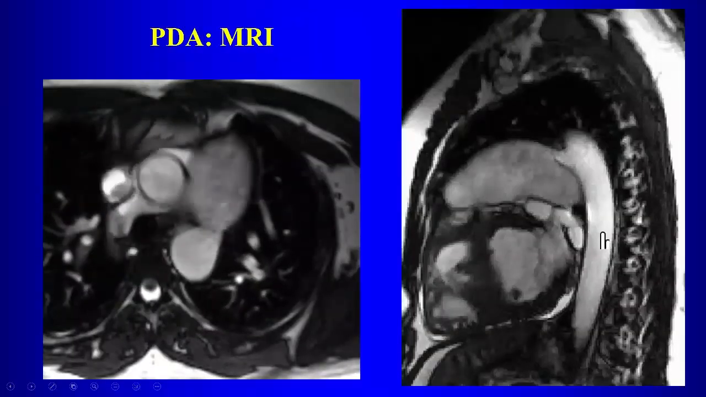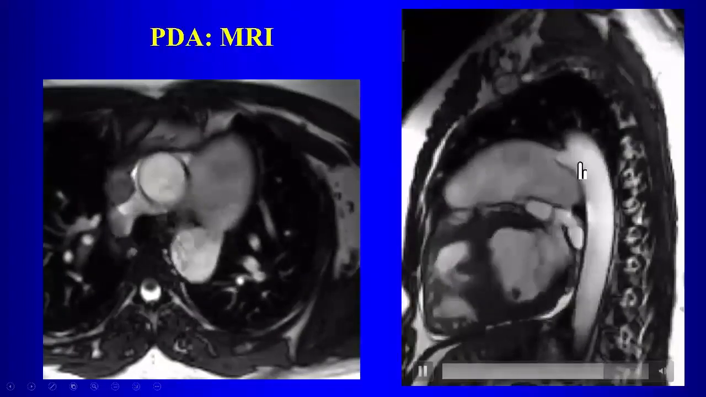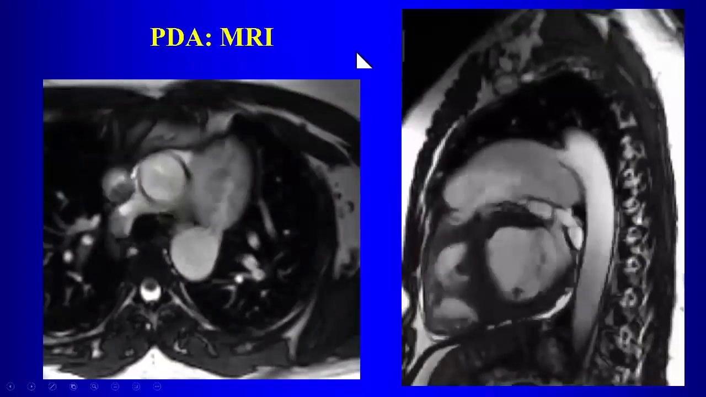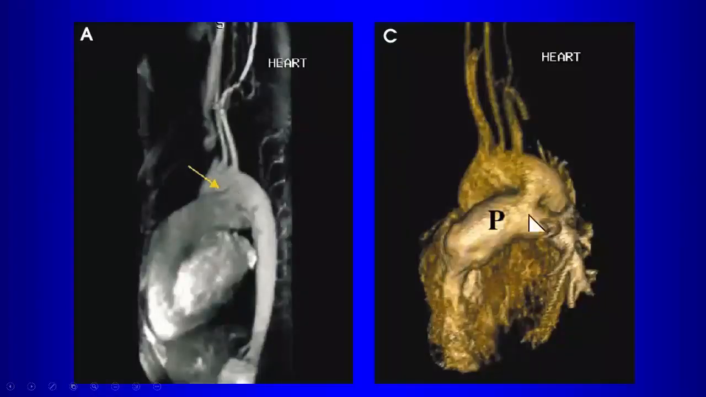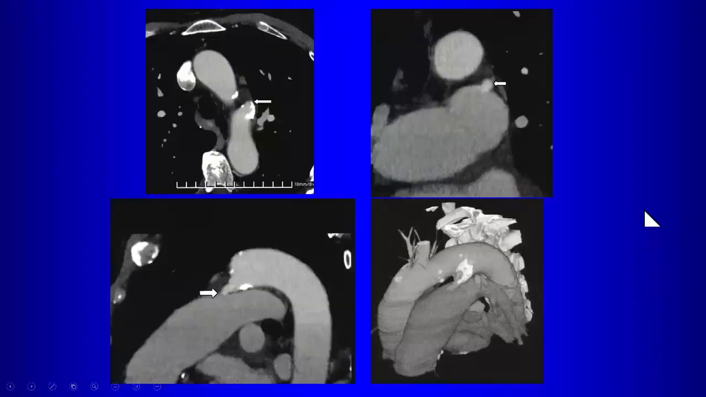And so on MR, pretty easy to see this, right? You can see the flow going across from the aorta to the enlarged pulmonary artery. Well, we have a PDA. So your volume rendered views show you the same thing. And then we've seen this on CT. It can calcify. There's your communication. And then, again, it's common to see these things calcify.